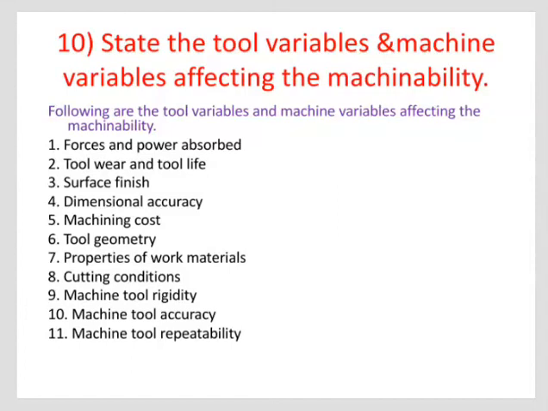Next is: state the tool variables and machine variables affecting the machinability. Here: forces and power absorbed, tool wear and tool life, surface finish, dimensional accuracy, machining cost, tool geometry, properties of work materials, cutting conditions, machine tool rigidity, machine tool accuracy, and machine tool repeatability. These are the tool variables and machine variables which affect the machinability.